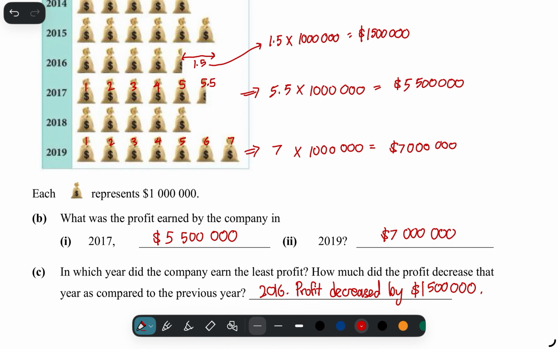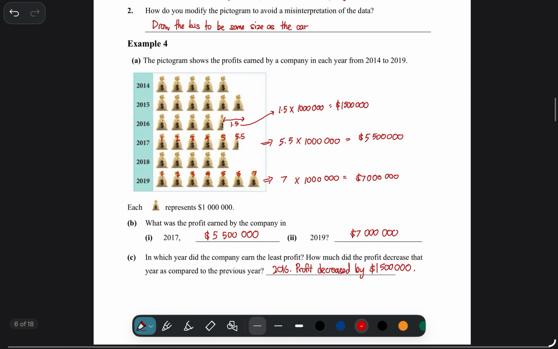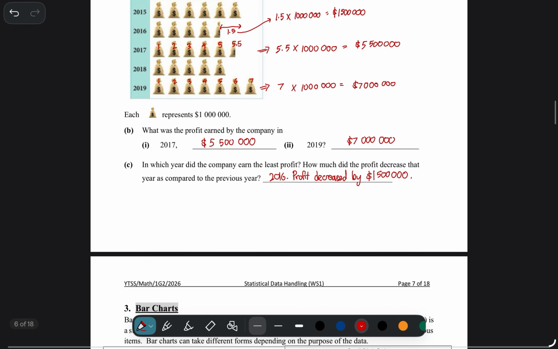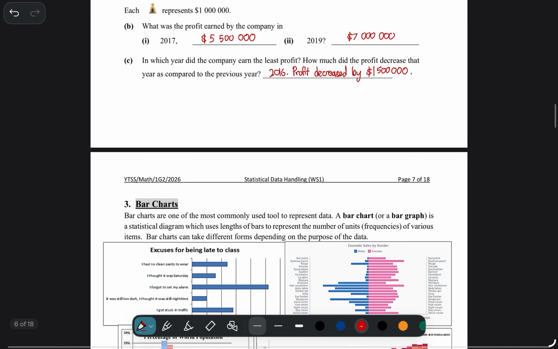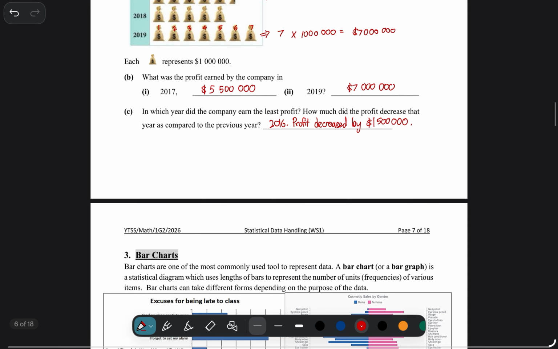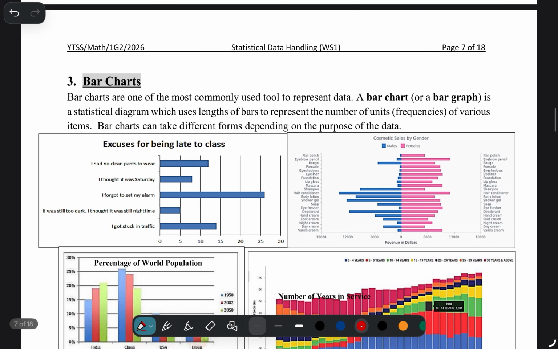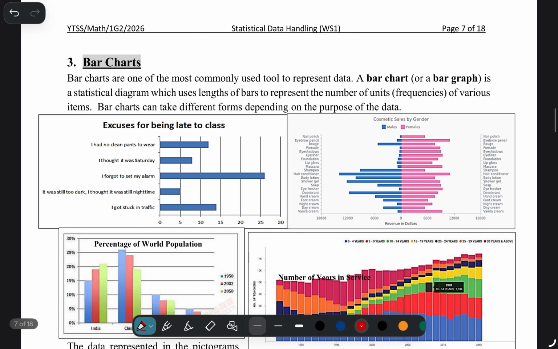Alright, so this is the last example on pictograms. I hope that through this question you have understood how we analyze pictogram questions. Let's now look at the next one, which is on bar charts, on page number 7. I'm sure you have also seen bar charts in primary school. These should not be unfamiliar to you.